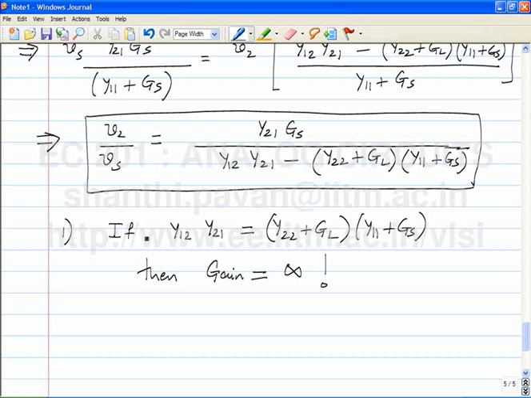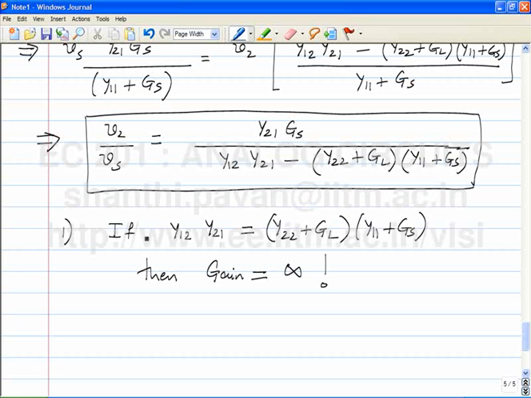One thing seems to be, you can't make the second term 0. Y22 plus GL times Y11 plus GS cannot be made 0 because GL is positive, GS is positive. So the easiest thing seems to be to make Y12 times Y21 0, and if you want to make Y21 times Y12 0, there are three ways of doing it. What are the three ways? You make Y12 0, you make Y21 0, or you make both of them 0.